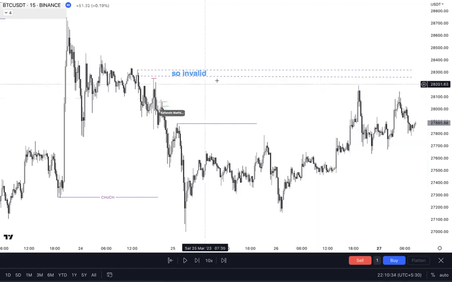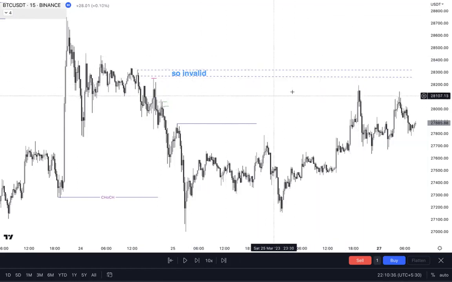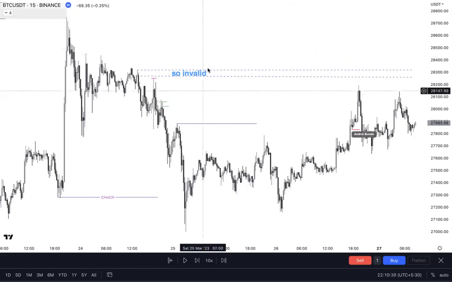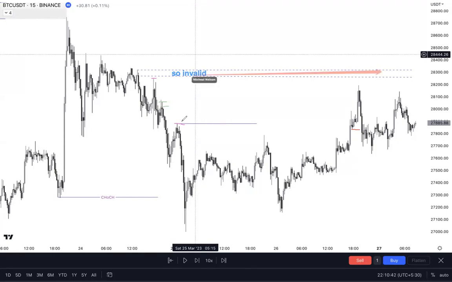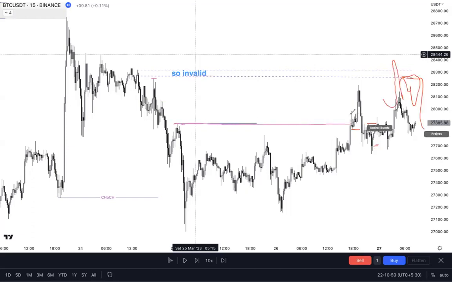No, sir, this is not correct. Actually, the main thing is taking out the inducement, and after taking out the inducement, how can you play? You can play in a two or three scenario. First scenario, after taking out the inducement, sweep the high. You can play here in a lower time frame. That is the first possible scenario. The next possible scenario is here.